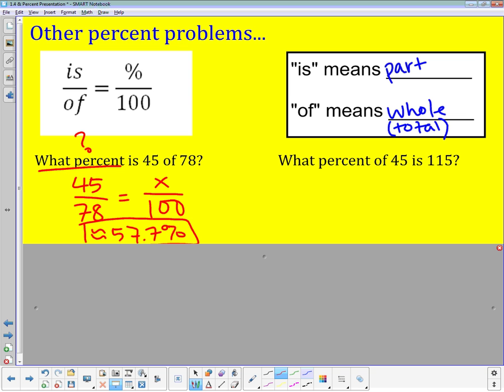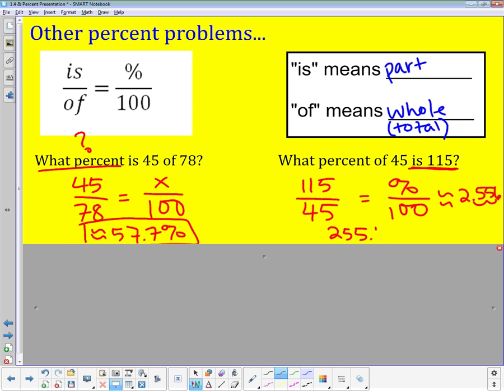In the next one, what percent of 45 is 115? So now, remember that is the part, of is my whole. So 115 is my part, of is my whole. That's some serious extra credit going on right there. So 115 is my part, 45 is the whole. I have percent out of 100, or x out of 100, either way. When I cross multiply and divide there, I get 200. You're going to get approximately 2.556, but remember we got to move that decimal point 2 places. So that ends up being 255.6% approximately.